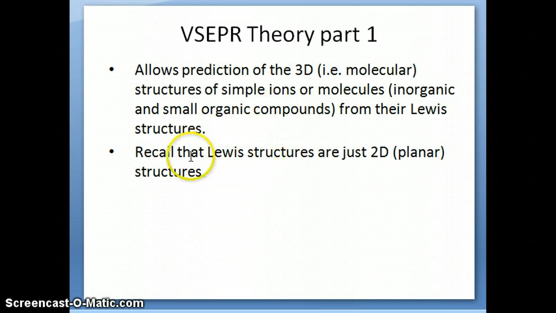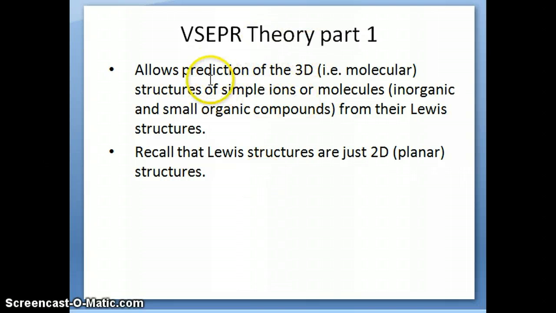look like. Now, I want to emphasize again something I mentioned earlier, which is that Lewis structures are two-dimensional structures. So when you draw all of these Lewis structures that you've been drawing, they're just two-dimensional. They're planar structures. They're something you draw on paper or on the board. They don't have three-dimensionality or depth to them.